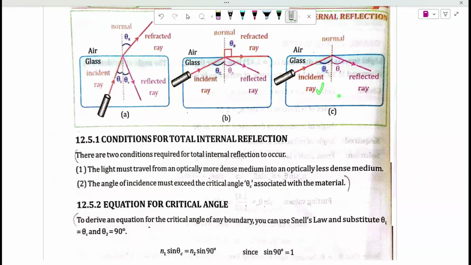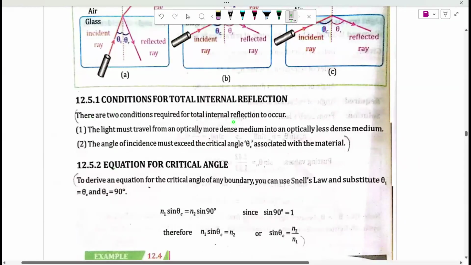ठीक है? हर जगह पे आपने reflection साथ साथ show कर रही थी. This is the point when incident angle is greater than critical angle, then total internal reflection occurs. For total internal reflection, the light must travel from an optically more dense medium into an optically less dense medium. जो हमने n1 sin theta 1 is equal to n2 sin theta 2 किया था ना, उसमें हमने n2 को क्या consider किया था? Air, which was optically less dense medium.